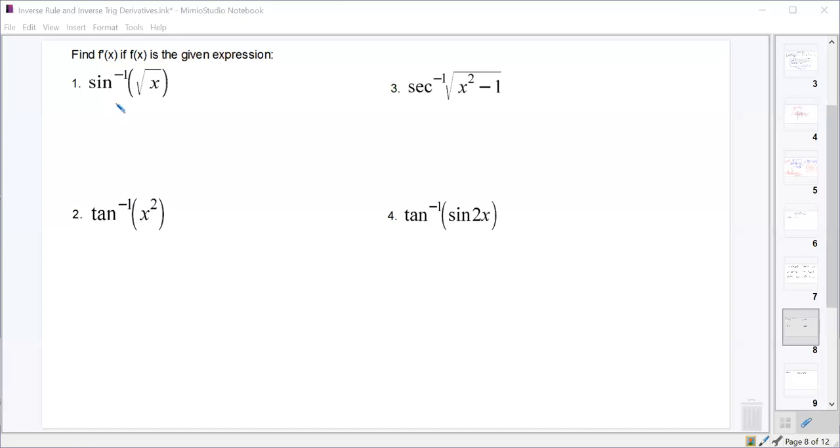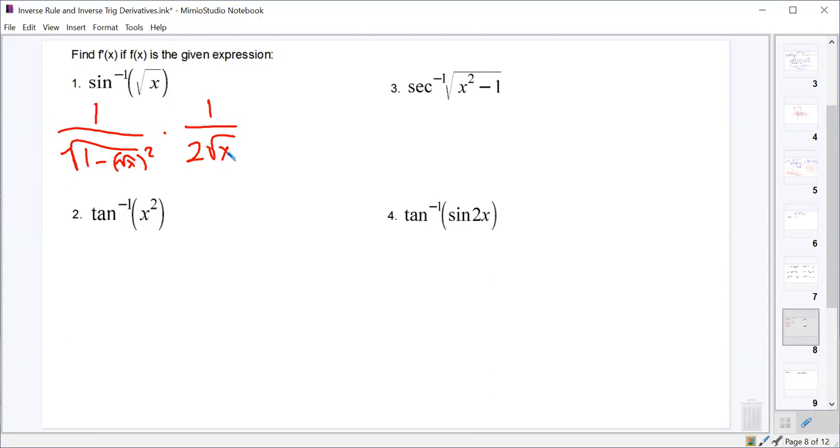So we got the inverse sine of root x. So this is the inverse sine of u, and our derivative of inverse sine is 1 over root 1 minus u squared. And then we need to multiply that by the derivative of u, the derivative of root x, which is 1 over 2 root x. Everybody good with that?